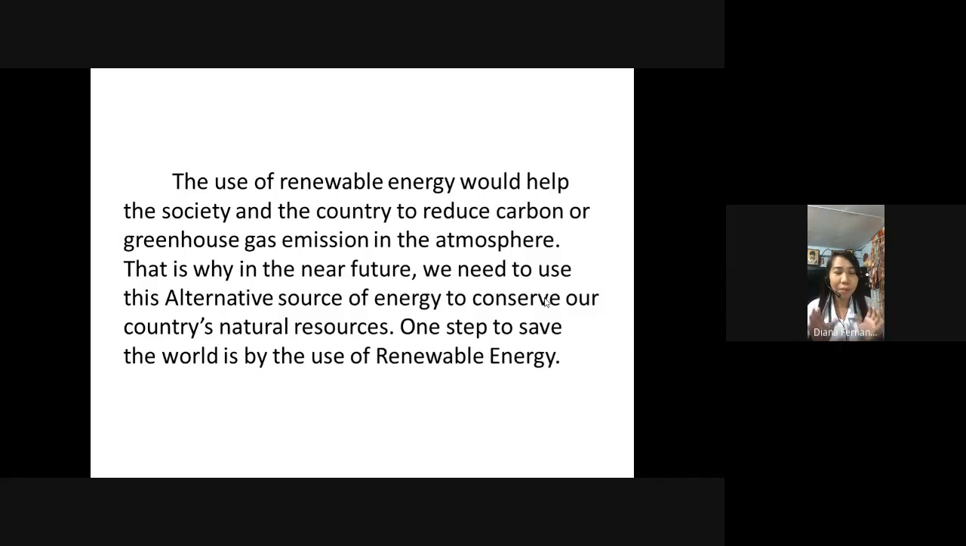Kasi po, the more na dumadami ang tao, the more din na dumadami ang nagko-consume. So, kapag wala na tayong sources of energy, ano ang mangyayari? May idea ba kayo kung wala na tayong mapagkukuhaan ng enerhiya para makaproduce ng electricity? Ano ang mangyayari? Pag naubusan na, ano?